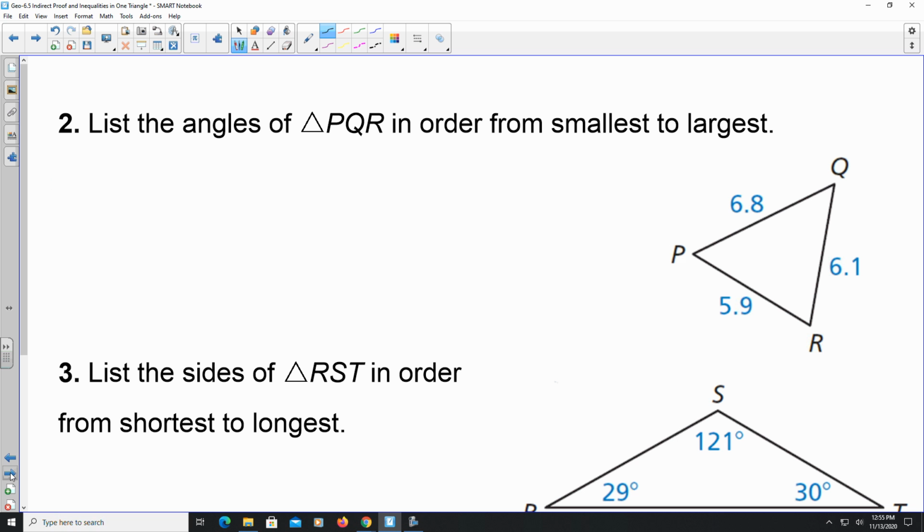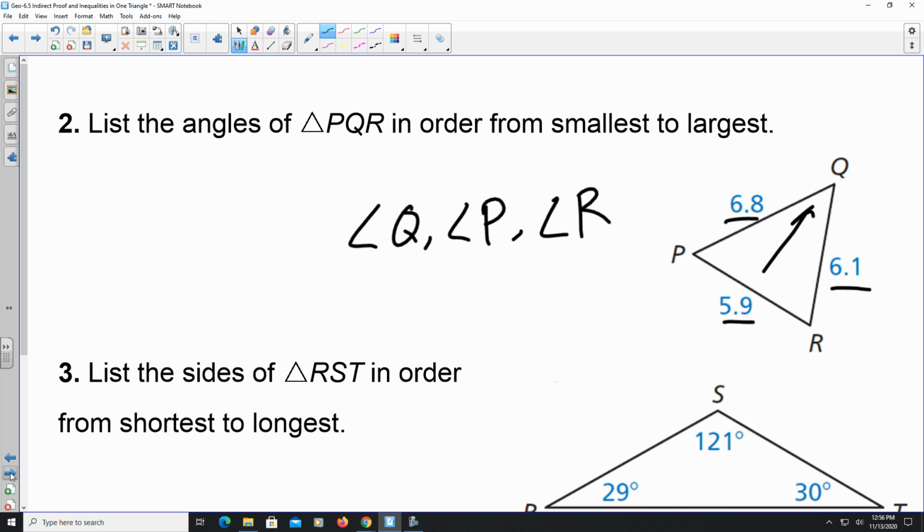Same rules here, looking at triangle PQR. They give us the side measurements and they want the list of angle measures. So 6.8, 6.1, and 5.9. My smallest distance is 5.9. Look at the opposite, angle Q. Next, 6.1, so opposite will be angle P. And then my largest angle is going to be angle R.